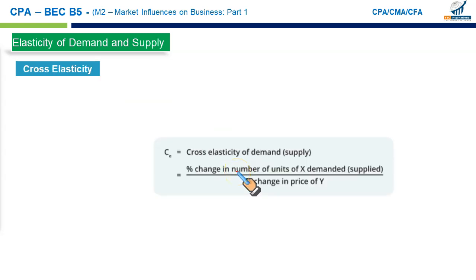And the next concept is an interesting one called cross elasticity. And here we come up with two ideas, substitutes and complementary.